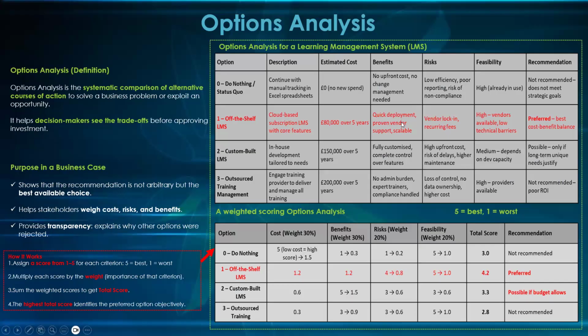How are we going to deploy it? We know already it's quick deployment, and the vendors are going to support it, and it's also scalable. That's why it's even that expensive. Okay. What are the risks?